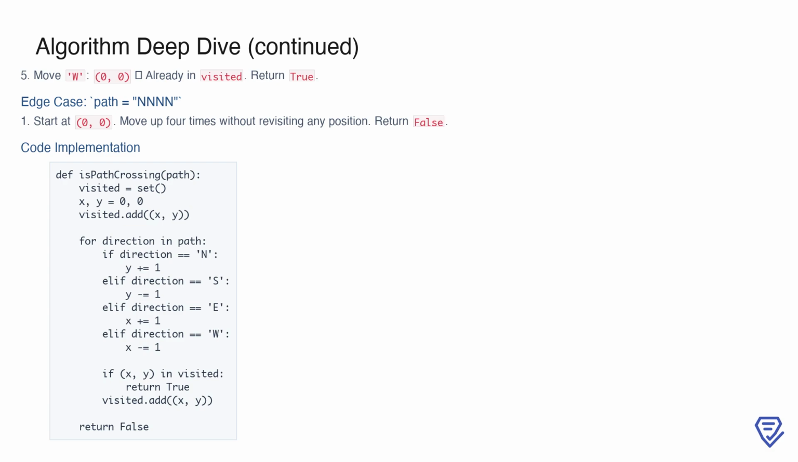The algorithm is implemented in Python by maintaining a set for visited positions and updating the current position as we iterate through the string. For each movement direction, we adjust the x or y coordinate accordingly. If the new position is already in the visited set, we return true. Otherwise, we add the position to the set and proceed. If the loop completes without encountering a crossing, we return false. This implementation efficiently handles both typical and edge cases, ensuring correctness and optimal performance.